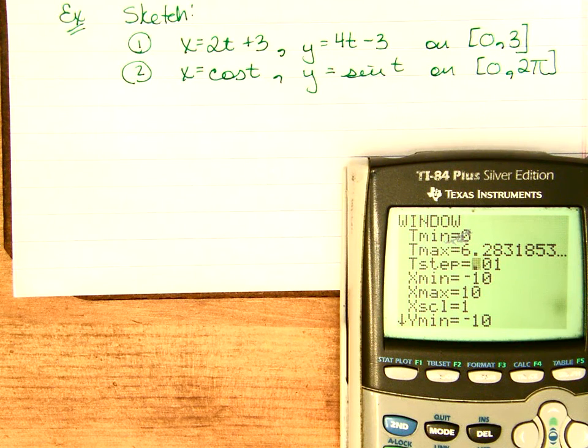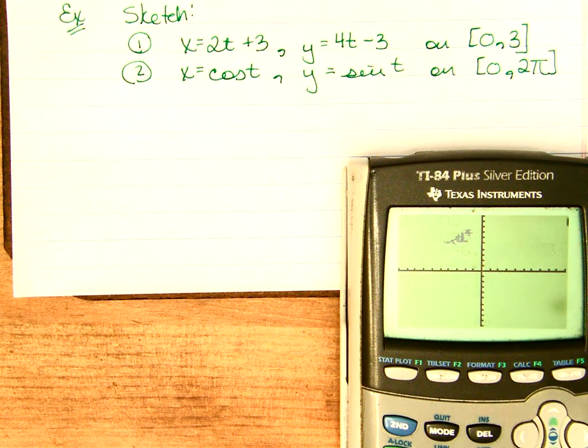I think I can leave the T step at 0.01. I think that's okay. I could do some fraction of 2 pi, whatever. This will be good enough. I'm going to graph it. It's a little tough to see. It's moving kind of slowly. Actually, it looks like it's tracing out a circle.